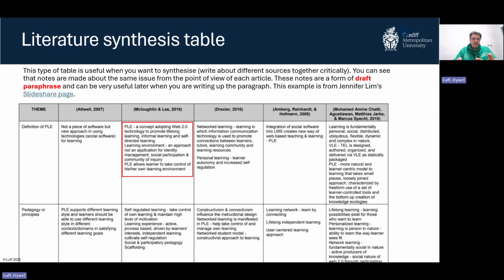Okay, so that's the synthesis table. And the reason it's a synthesis table is that for these individual issues or topics, you're bringing together, you're synthesizing, those different ideas about the same thing from these different articles. Okay, and that's the point of that. That's how it becomes synthesis.